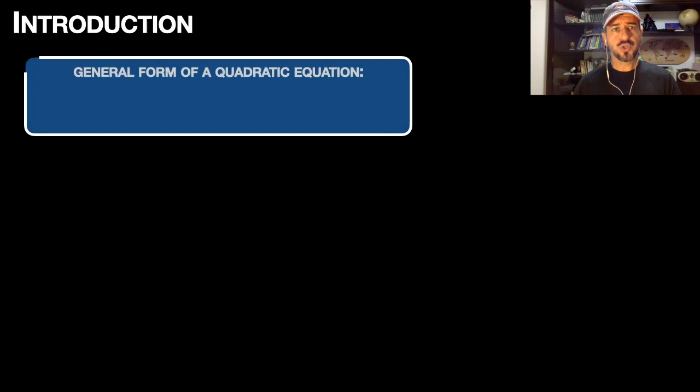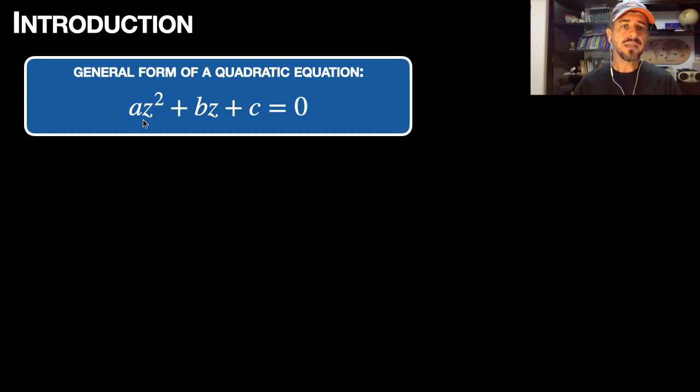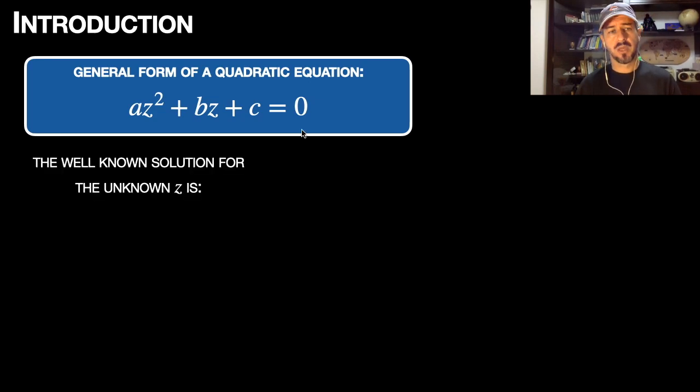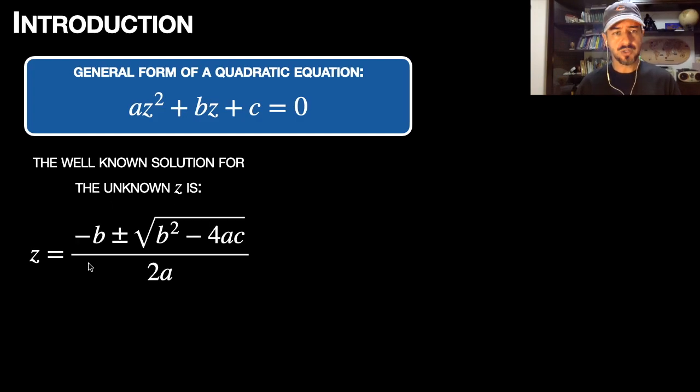So, consider this general form of a quadratic equation of a certain unknown variable z. az squared plus bz plus c equal to 0. a, b, and c are coefficients, real coefficients. The well-known solution for the unknown z is given by this expression here. This term inside the square root is called discriminant.